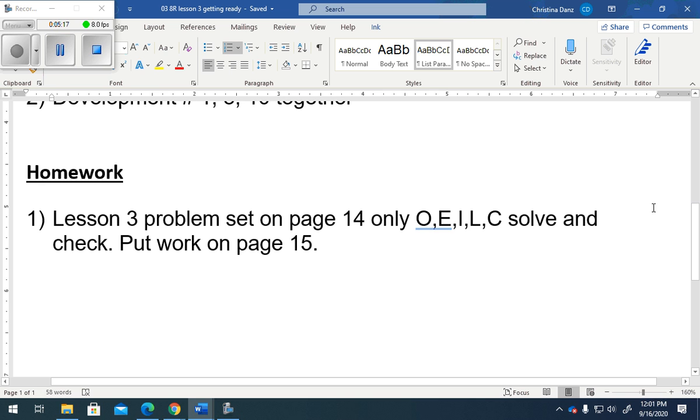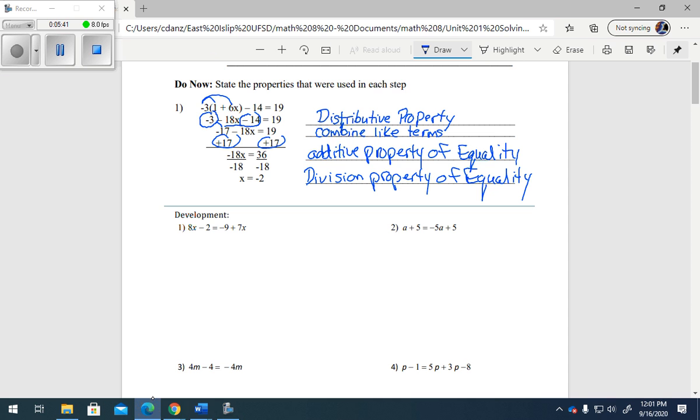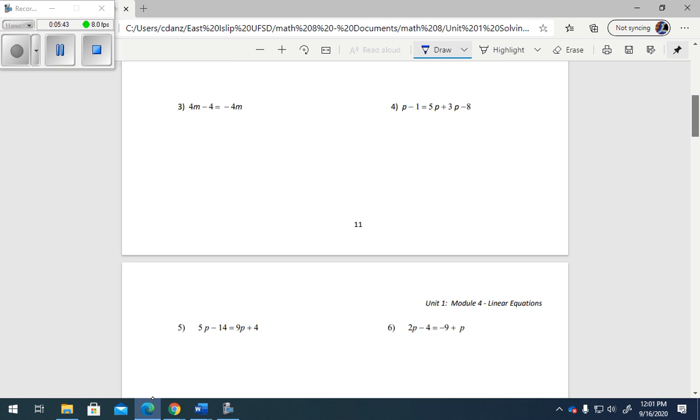And for homework, I'm doing something similar as I did yesterday. I'm not asking you to do all of the questions on page 14. You're going to do 1, 2, 3, 4, 5 questions. Now the questions are letters, so I'm asking you to do O, E, I, L, and C. Maybe we should go circle those right now so that you're not confused about which ones I want. O, E, I, L, C. Let's go look at it.